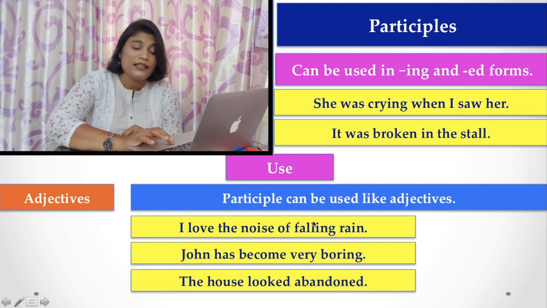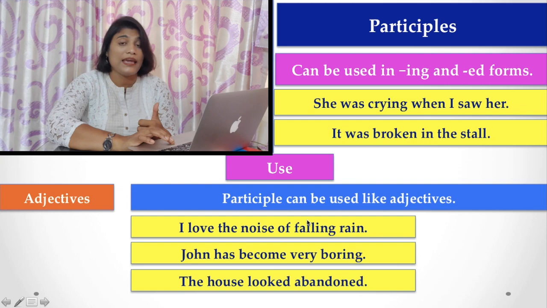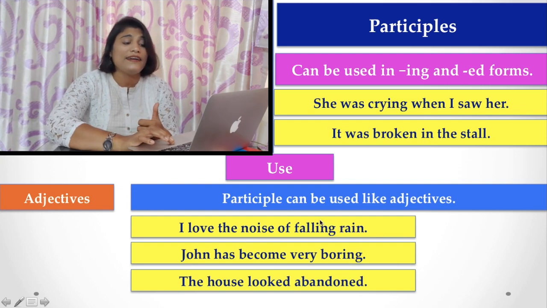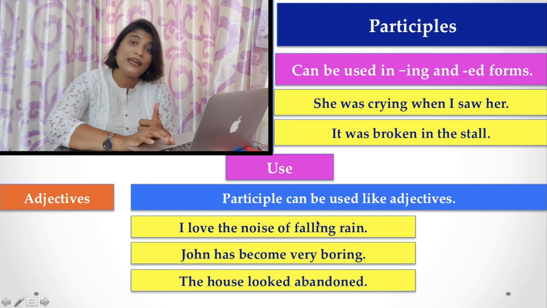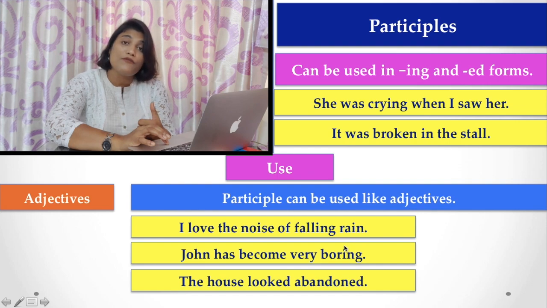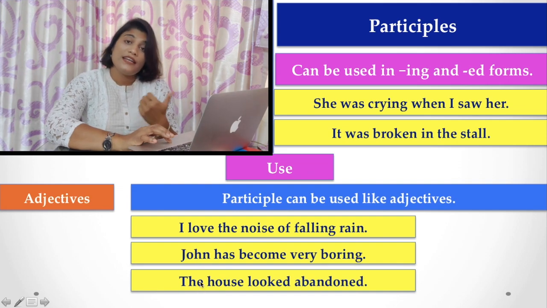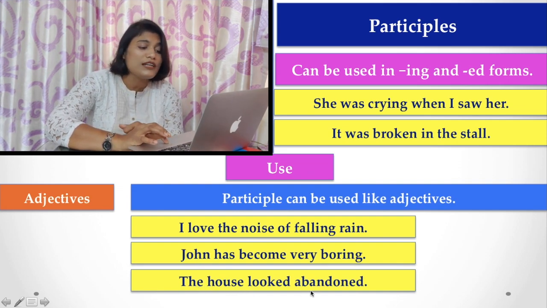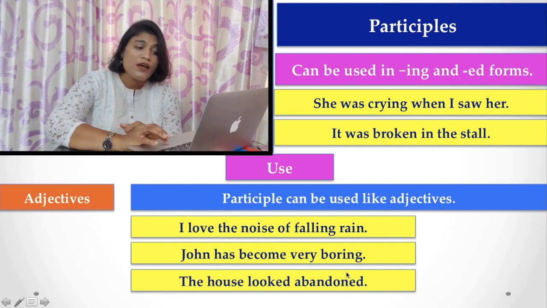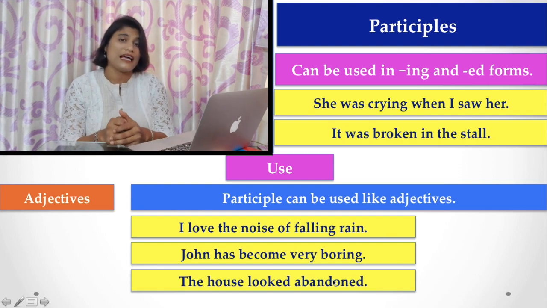Here you find falling, that means verbal ing, but it is used not like a noun but like an adjective, because rain is a noun and it describes that noun, that is falling rain. Here also, John has become very boring. Here boring, the word with ing, describes the character or nature of John. The house looked abandoned. Here the ed form, an example of participle, is also used to describe the house. So in all these cases you find the participle used as an adjective.